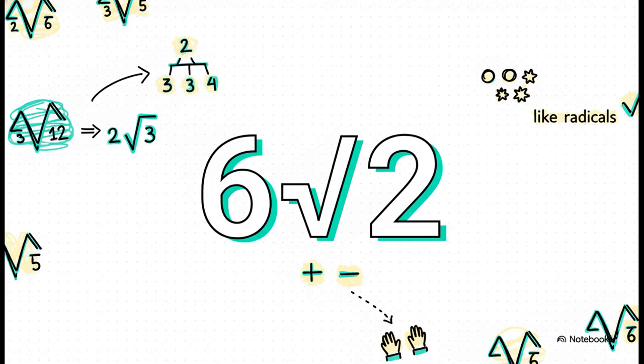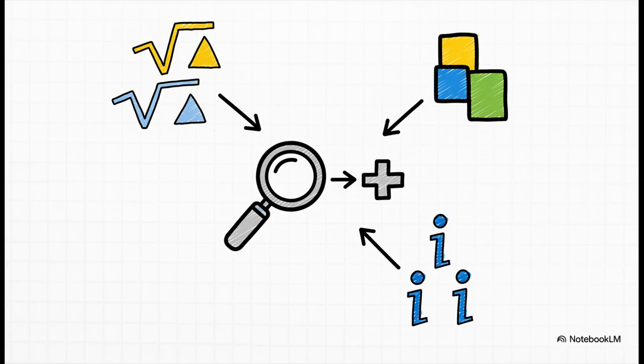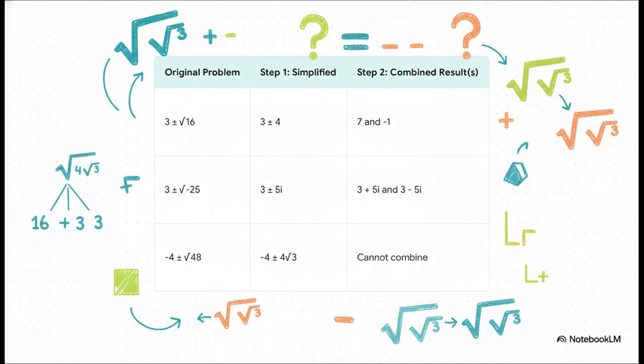So clean, so simple. And you know this whole simplify then combine thing, it's not just for these kinds of problems. It's like a universal law. It works for everything, even when you start mixing in regular numbers or, get this, even imaginary numbers. Check out this table. It shows exactly what I mean. Look at the first row. We simplify the square root of 16 to just 4. Now we have 3 plus or minus 4. Those are both just numbers. They're like terms, so we can combine them to get our answers.